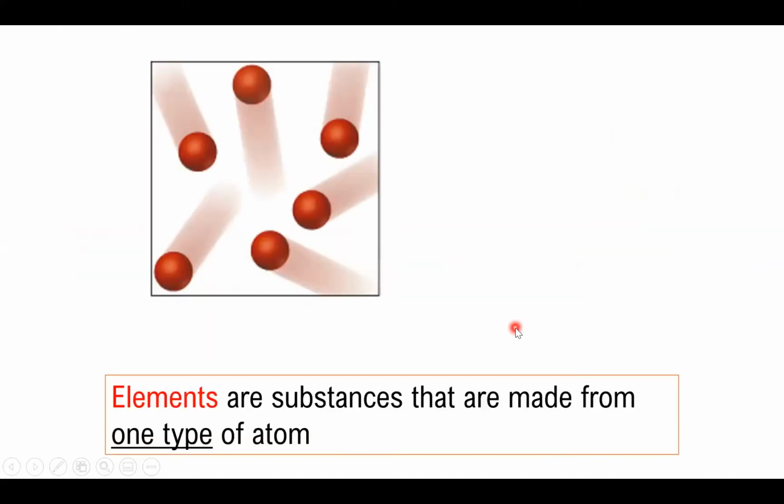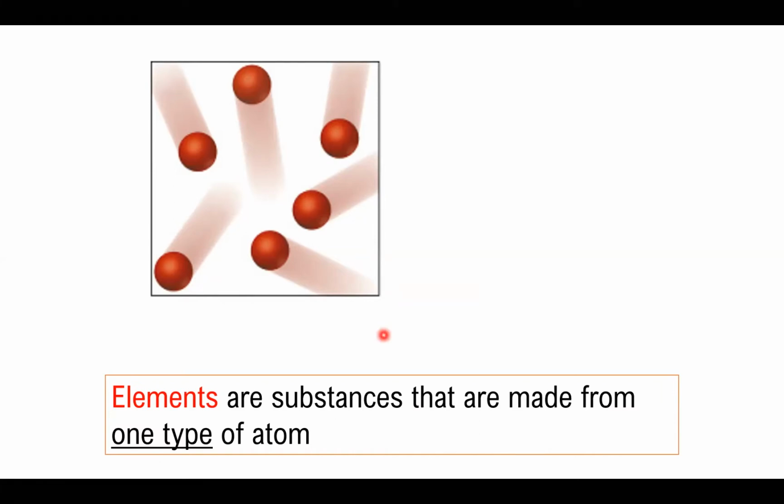So what are elements? Elements are substances that are made from one type of atom. Here is a diagram showing an element of matter. As you can see, the balls, or what we call in science the particles, that are shown here are only one color. That means there's only one type of particle here, and this is an element.